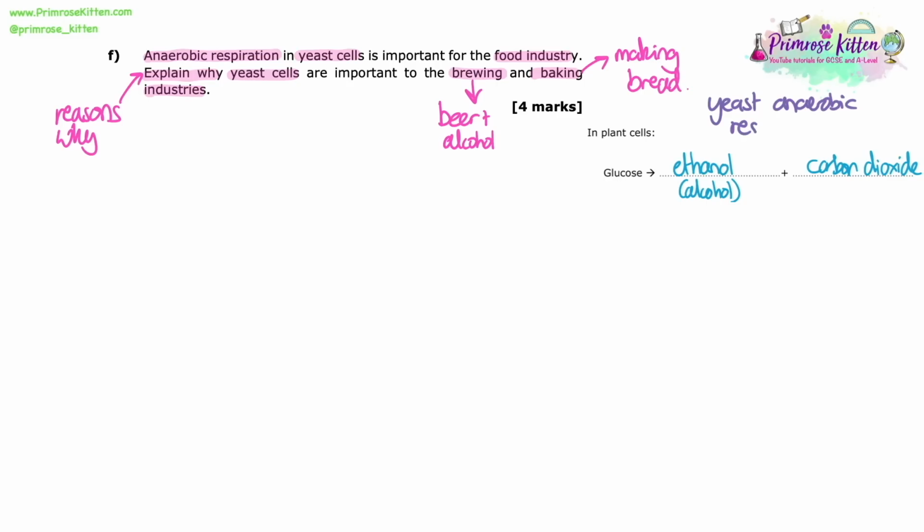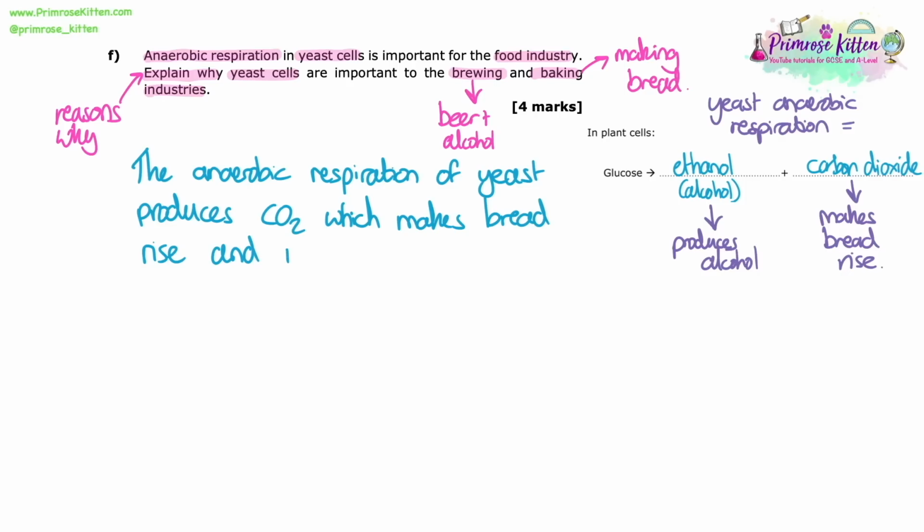It gives you kind of a bit of a clue. Because anaerobic respiration in yeast is very similar to anaerobic respiration in plant cells. So it's going to produce ethanol, which is an alcohol, and that's what makes the alcoholic drinks alcoholic. And the carbon dioxide is useful because it's going to make the bread rise. So those are our two reasons. So we know what they're used for in those industries, and then we're giving a reason why they're used.